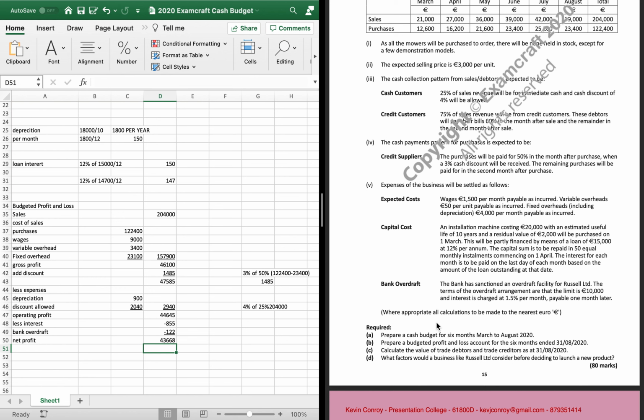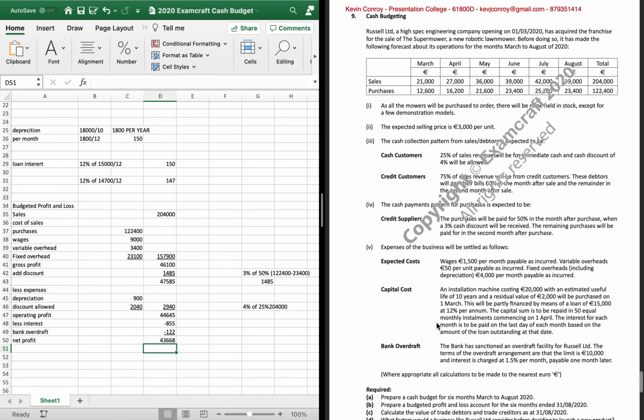So, right, part C, calculate the value of trade debtors and trade creditors on the 31st of the 8th. So creditors are people we owe money to. Debtors are people that owe us money. So that's straightforward enough.